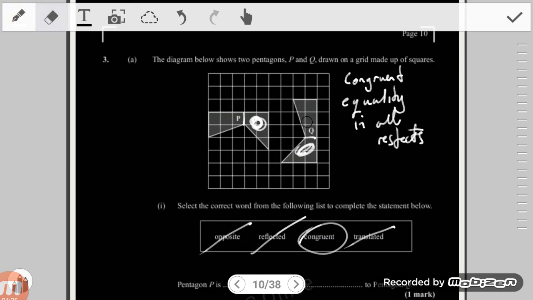Translated definitely is not the answer, simply because when translation takes place, the object and the image looks identical in terms of their orientation, in terms of their appearance. It may be at a different place, maybe it's there, maybe the object is here, or it's down there somewhere, or over here somewhere, but it won't change its orientation. Here you can see clearly that the orientation of the image Q has changed. So by process of elimination, congruent is your answer. All right, so pretty good there. Fill in the blanks.